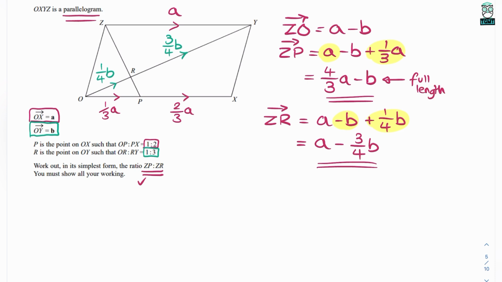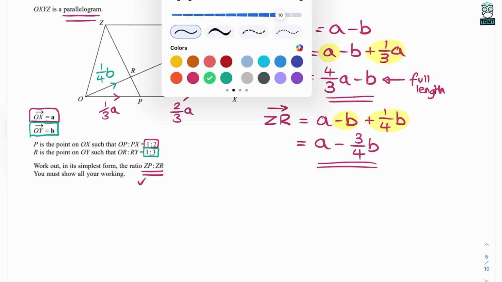There we go, and this vector here is only part of that. So it should be a fractional amount of 4/3 a minus b. Or in other words, if we factorise it, we should get, hopefully, 4/3 a. Now looking at this vector down below, if we want the b's to match, let's just highlight that.